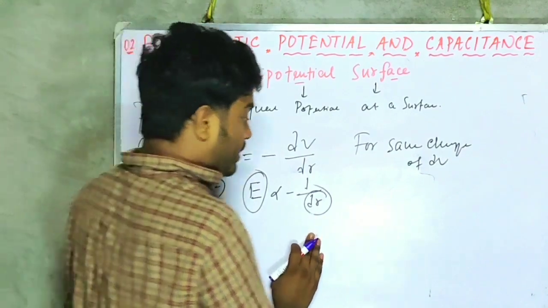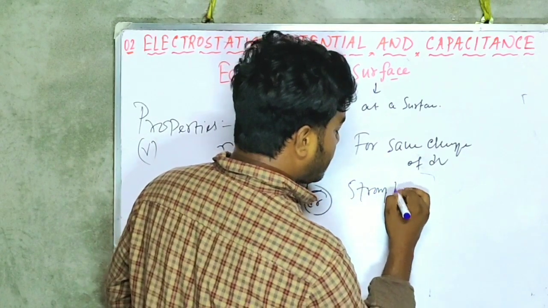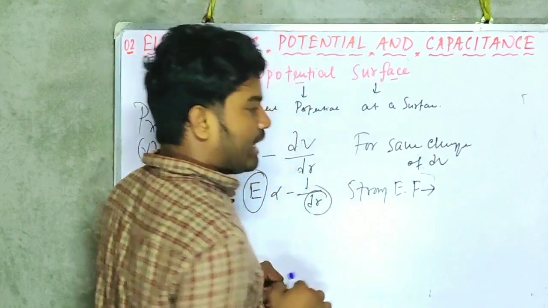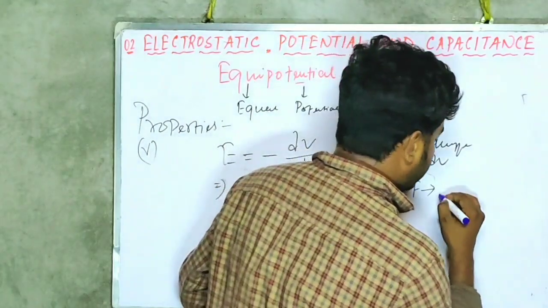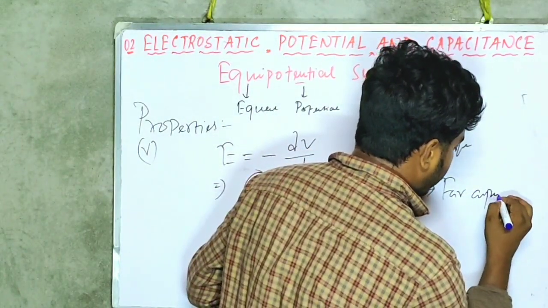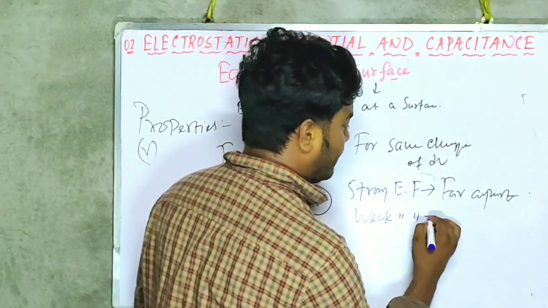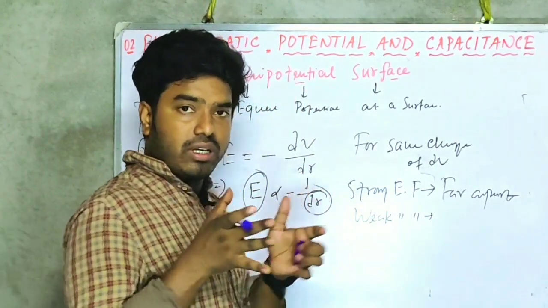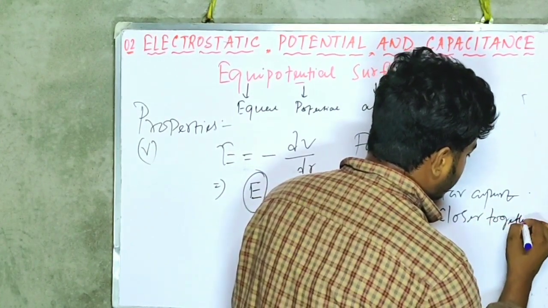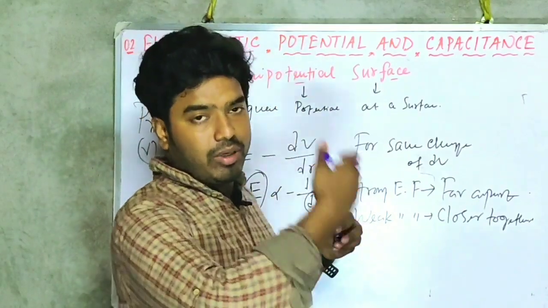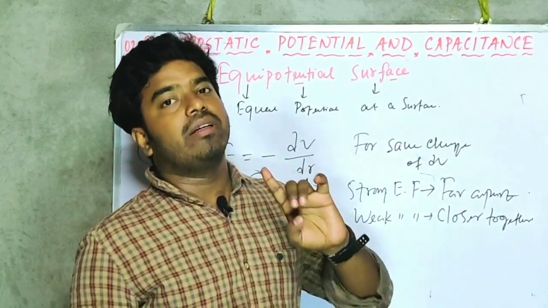Clear? This indicates that if there is a strong electric field, the equipotential surfaces are far apart. And if there is a weak electric field, the equipotential surfaces are closer together. So this is all about the properties of equipotential surface.